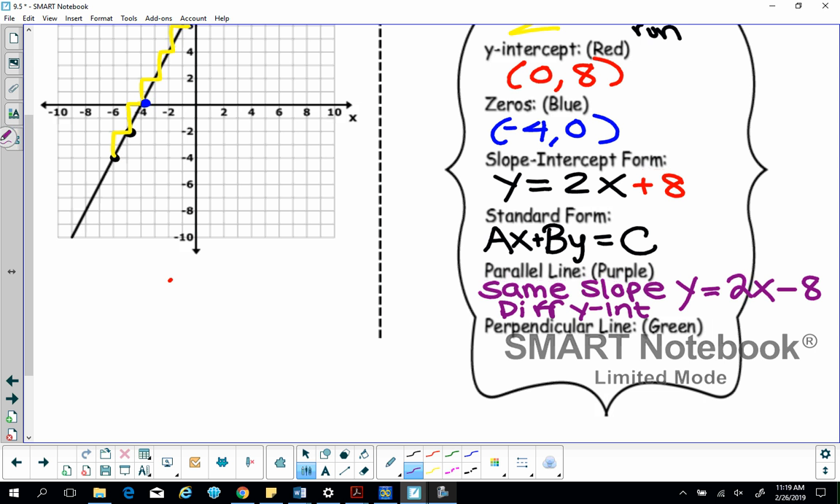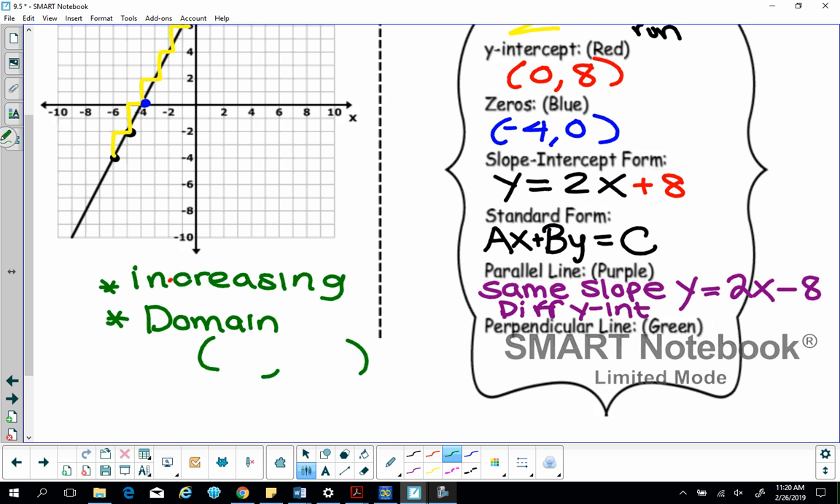Is this function increasing or decreasing? Increasing. Put that on there somewhere. This function is increasing. Amari, what's the domain of this function? Dante, let's go, what's the domain? Beautiful. Negative infinity to positive infinity. Write this down somewhere. So that means it's going left forever, right forever.